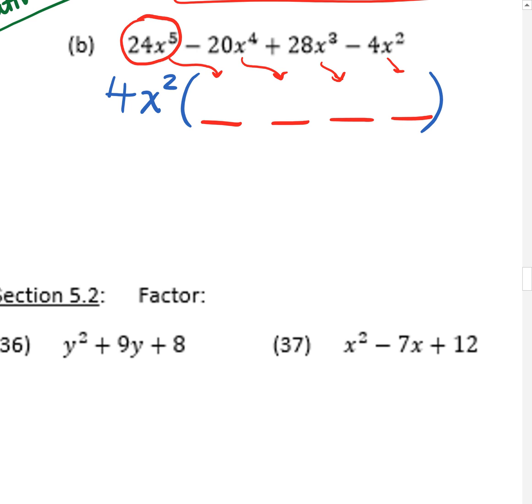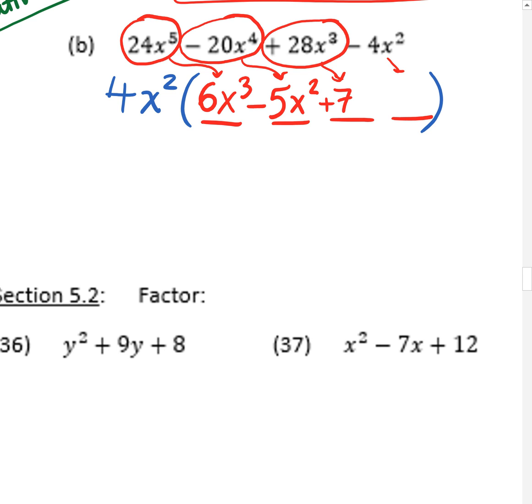My greatest common factor, 4x squared times what would make 24x to the 5th. 4 times 6 is 24. X squared times what is x to the 5th. Another way to think of it is just how many more x's would I need to get from 2 to 5? I would need 3. And then the next term, 4x squared times what would make negative 20x to the 4th. Well, negative 5 times 4 would make the negative 20. I need 2 more x's to get 4 x's. And now 4x squared times what makes positive 28x to the 3rd. 4 times 7 is 28, and I would need 1 more x to get x to the 3rd.